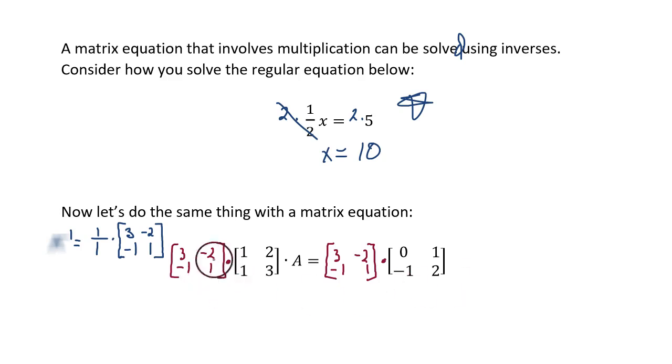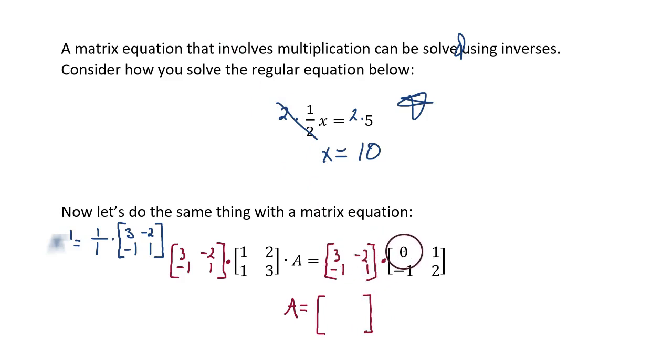Okay, on the left side, because these are inverses, they will make the identity. And the identity matrix is kind of like just canceling away. So we get the letter A alone. On the right side, when you multiply a 2 by 2 to a 2 by 2, you get a 2 by 2 matrix. Let's figure out those numbers inside there.